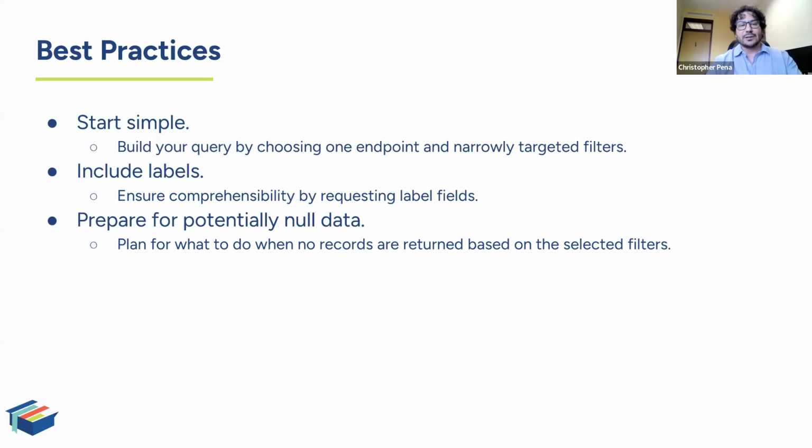I would highly recommend that you include your labels when you download the data through the API. The reason for that is because until you're familiar with the codes, it can be a little cryptic. And so that can help you to troubleshoot as well. And then finally, just be prepared for the possibility that you won't get data back, especially as you start to play with complex filters. You may not get any records back that meet those criteria. So just a few things to keep in mind as you're working with the API for PSEO.